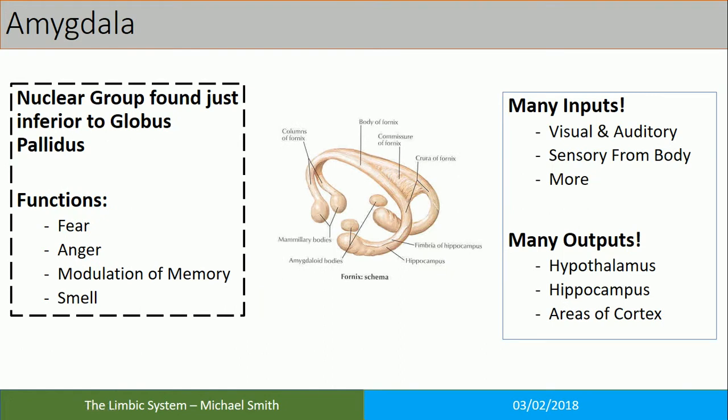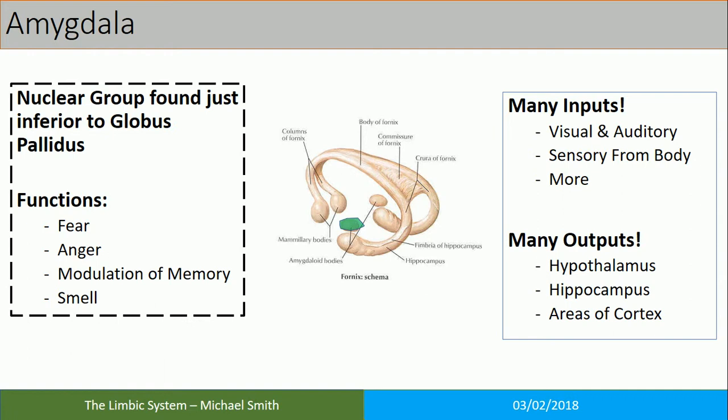The amygdala is also part of our limbic system, and it's seen here in green. And it's essentially a group of nuclei that are just inferior to our globus pallidus, as from these diagrams it can be difficult to understand where these things sit. So if you imagine they're quite medial in part of the white matter.